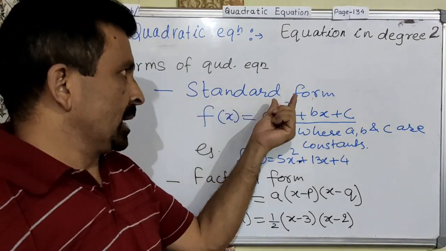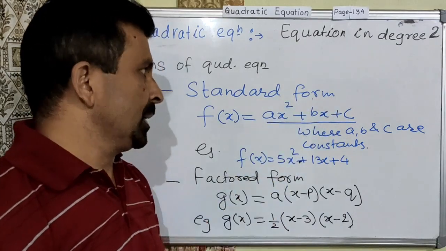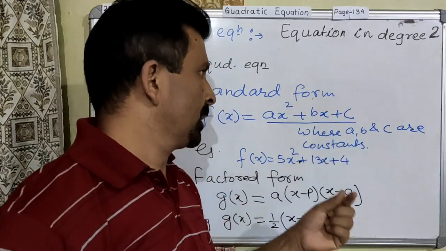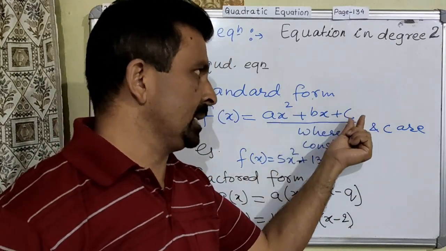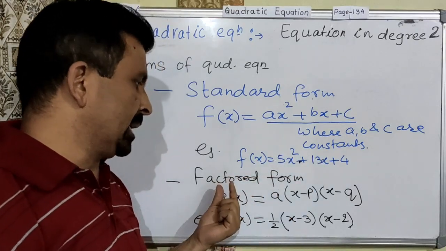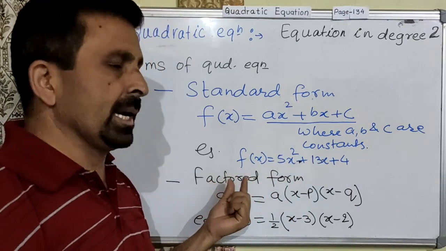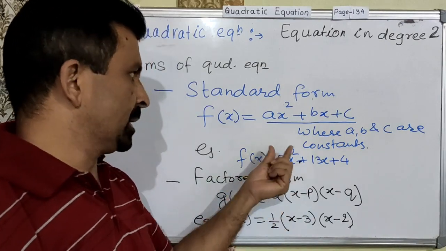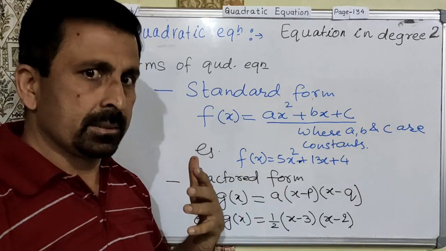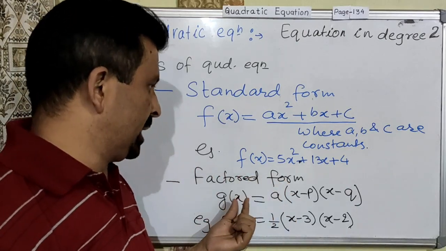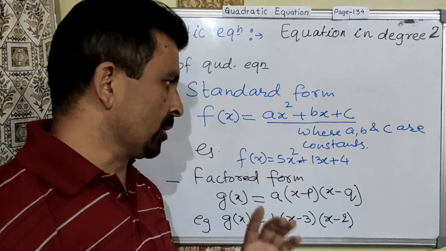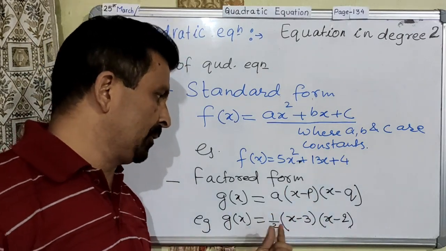The first form of quadratic equation is called the standard form, and it can be written as ax square plus bx plus c, where a, b and c are constants. Then another form, we call it factored form, because the same thing will be in the factorized form: g(x) is equal to a into (x minus p) into (x minus q), where p and q are constants, and I have given you one example.